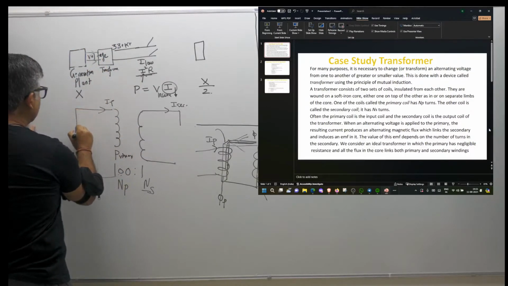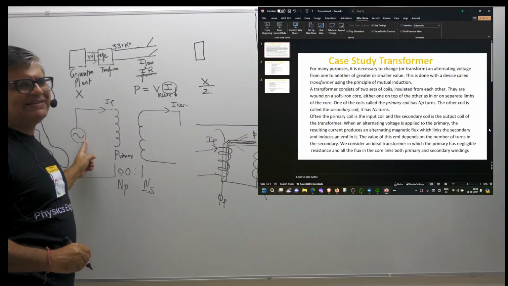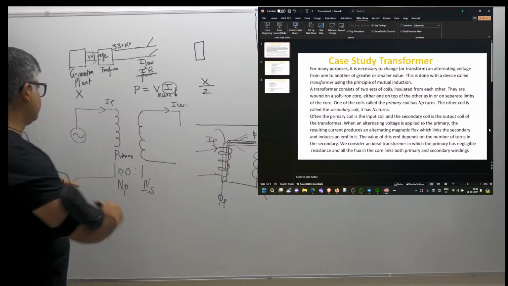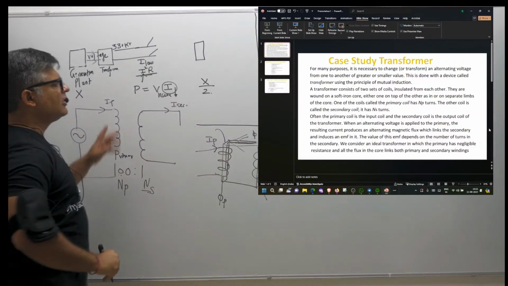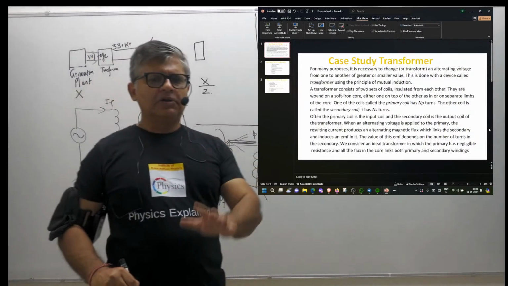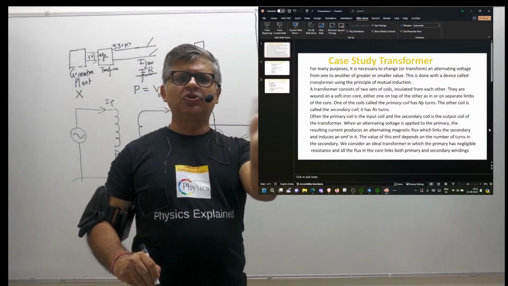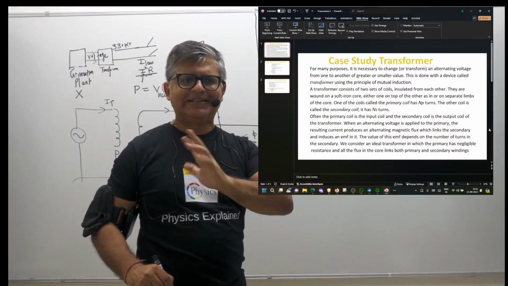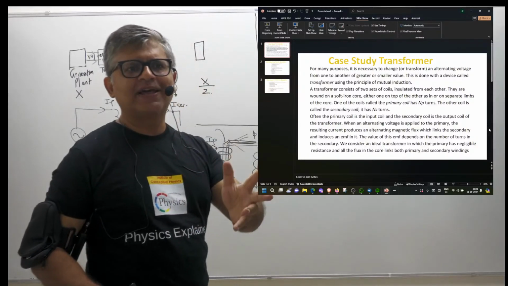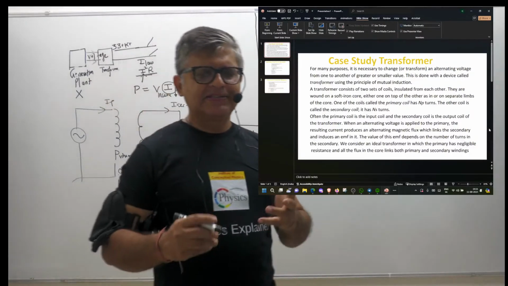So you need an input source which is alternating. Remember, if you connect a DC here, nothing will happen. So we are talking about a transformer used with alternating current. You don't have transformers for DC. In our course, there cannot be any such mechanism.